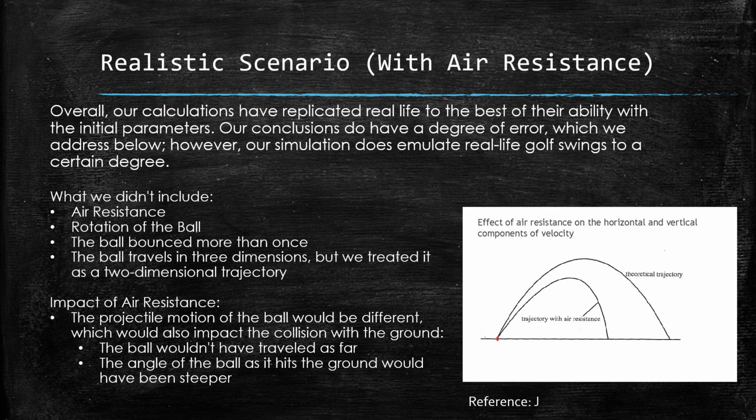And the last thing that we should address is the impact of air resistance further in detail, because air resistance would have played a huge difference in these calculations. As you can see, the picture on the right depicts a rough idea of how air resistance works. Obviously there's the theoretical trajectory and the trajectory with air resistance. The trajectory with air resistance is much shorter, and the angle at which the ball would have made contact with the ground would have been much steeper. We calculated the theoretical trajectory, and so you can kind of picture the difference that it would have made. The ball wouldn't have traveled as far after it bounced, and it wouldn't have traveled as far in general from the initial hit as well.